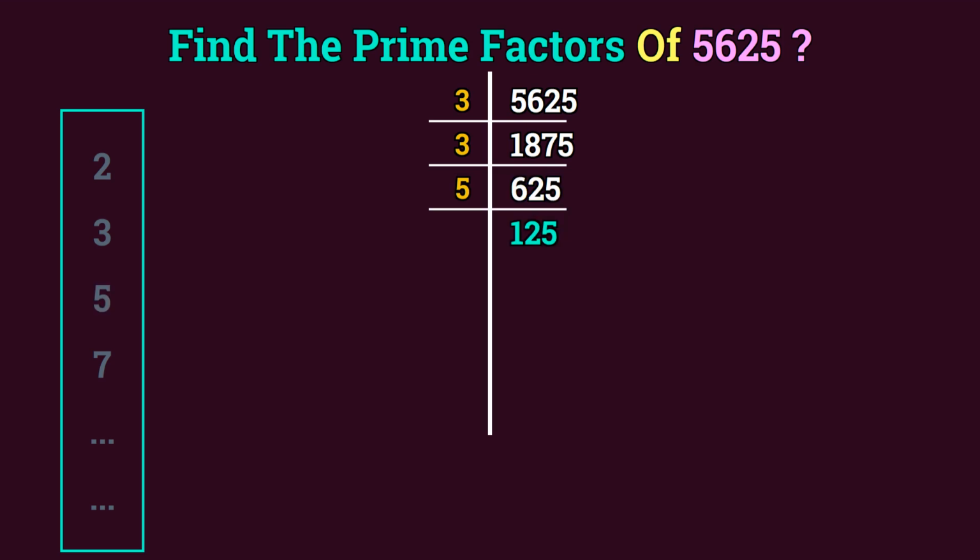Dividing 125 by 5, which equals 25. So 125 divided by 5 equals 25.